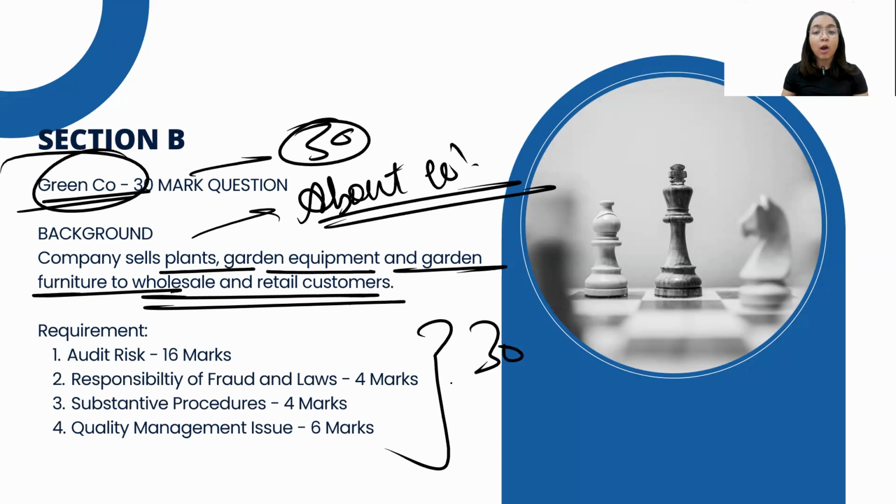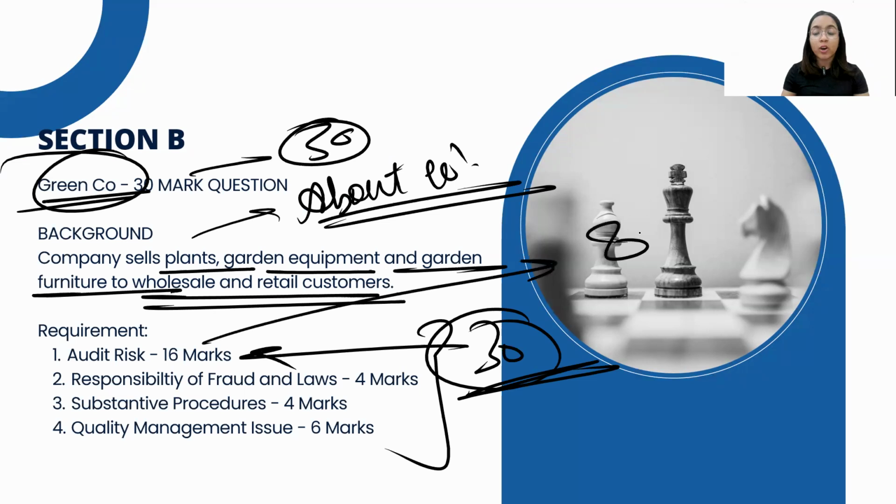Now, how has this 30 marks been distributed? 16 for the audit risk. I am sure they must have given us 8 audit risks where we have to identify and where we have to write the response for it.